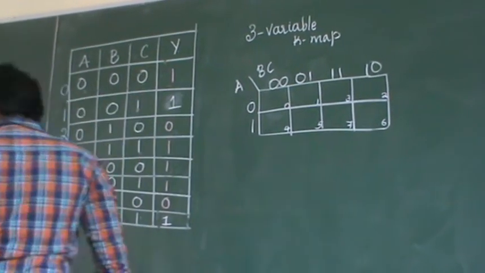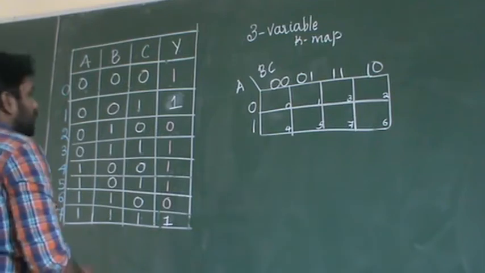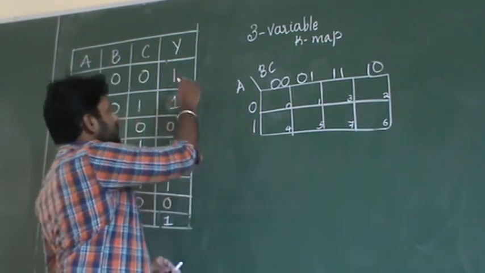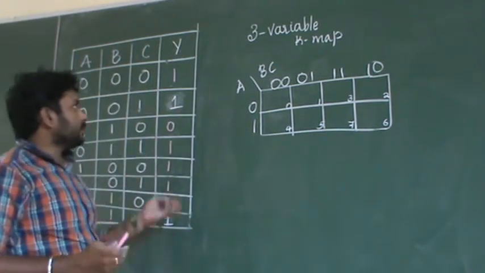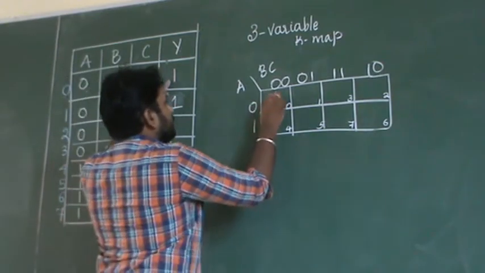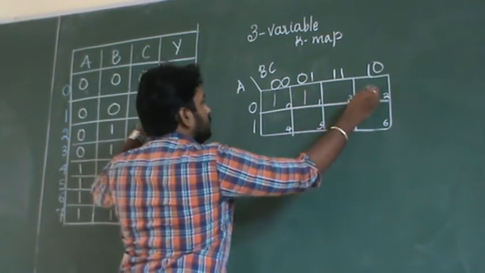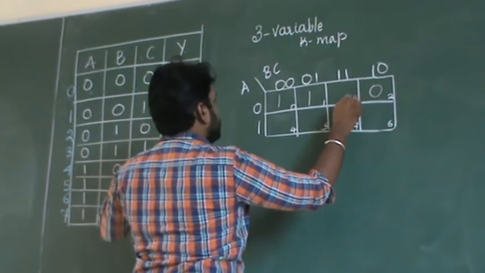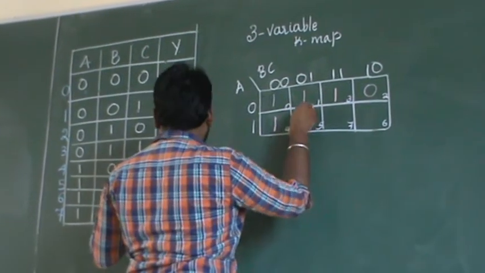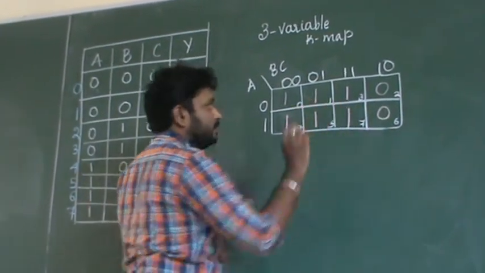Okay. Next. So how to fill this? How to fill this K map by just making use of this truth table. Okay. So 1, okay, 1, 1, 0, okay, 1, 1, 1, 0, 1.